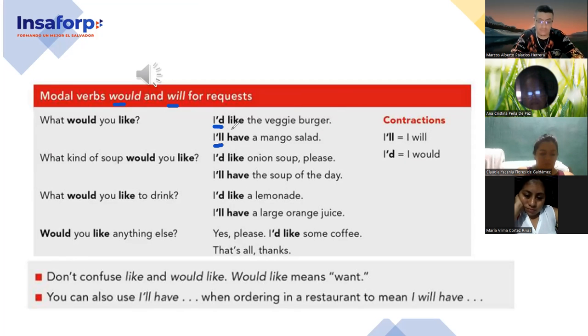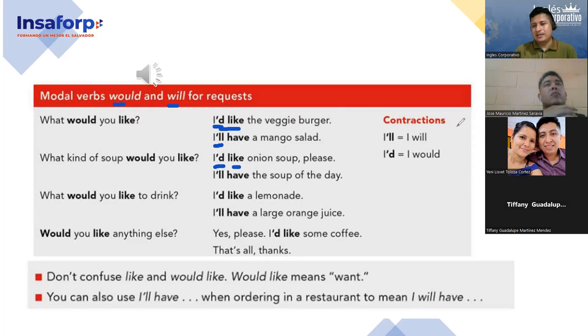The only thing is, if you notice, the structure goes very close, so that means it goes together. When you have the expression I'd like, we have it together. That's the easiest way to get this one, because you don't need to add extra things. The only thing you need to add is the phrase together with the verb, and then a complement related to the things that you want. So basically, what is the meaning of would like? Want. Also you can use I'll when ordering in a restaurant.